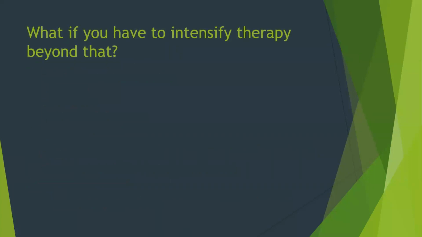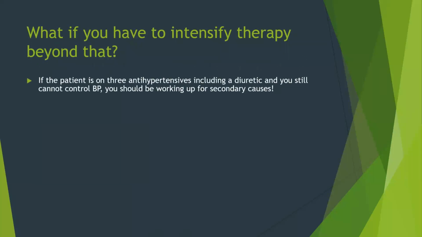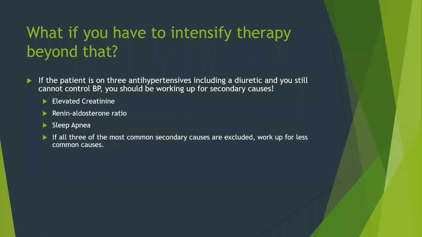So what if you need to intensify therapy beyond that? Well, if you've already exhausted your mainstay medications, that would include, if they're on 3 antihypertensives, including a diuretic, then you should be working up for secondary causes. So we've already talked about that. So make sure you know your patient's kidney function, make sure you get a renin-aldosterone ratio, and make sure you test for sleep apnea. And if those fail, or you have clues for something else, like they've got a Cushingoid appearance or something, test their cortisol, test for metanephrines. The less common causes are going to come up less, but these 3 I really do want you guys to remember that you can test on all of your patients, and it's quick and easy.